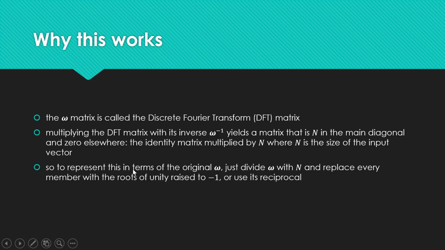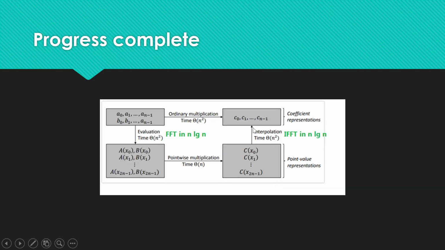So to represent this in terms of the original omega, just divide by n and replace every member with the roots of unity raised to -1, or the reciprocal. So it's literally just one line change of code in the FFT pseudocode to implement inverse FFT. And our pipeline is finally complete.